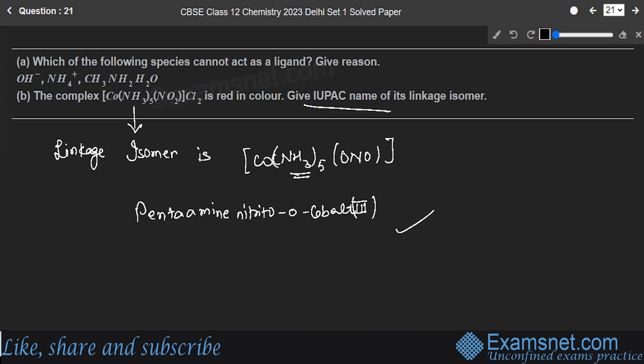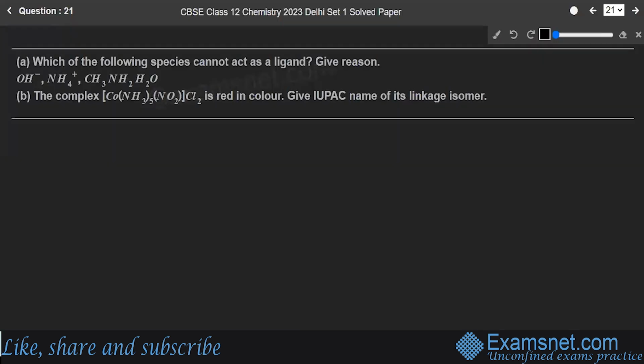This is the IUPAC name for this linkage isomer. Hope you understood that. Let's move to the next question. Question number 21: which of the following species cannot act as a ligand? You are given these choices, and you have to give the reason for the same.